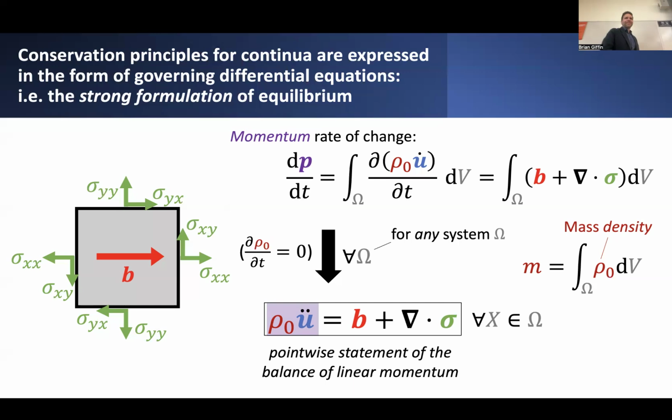we had in the case of simple statics, the body forces plus the divergence of the stress tensor had to be equal to 0 in the case of static equilibrium, right? That was our pointwise statement of equilibrium. But now we have this extra term, this term that depends on the mass density times the acceleration. And this extra inertial term is really the thing that is indicative of dynamic behavior.